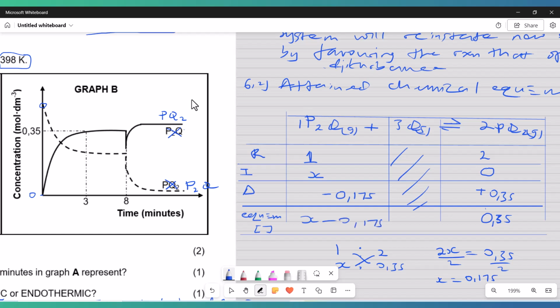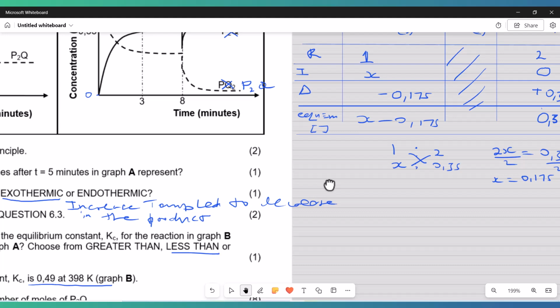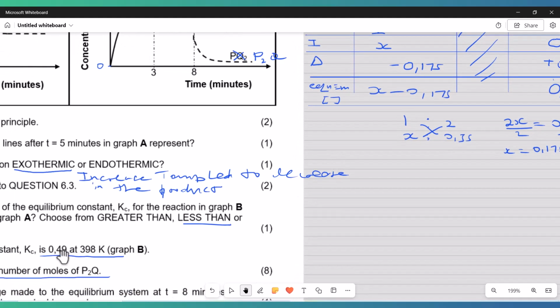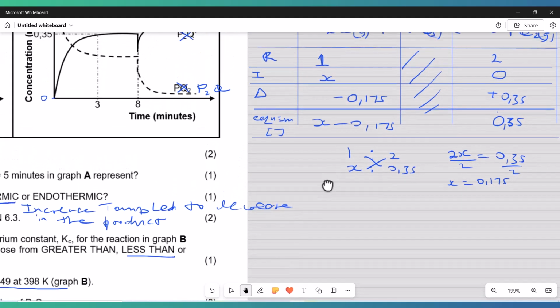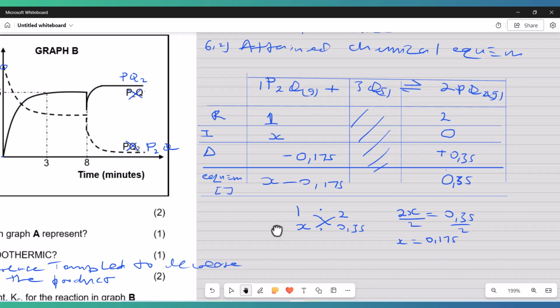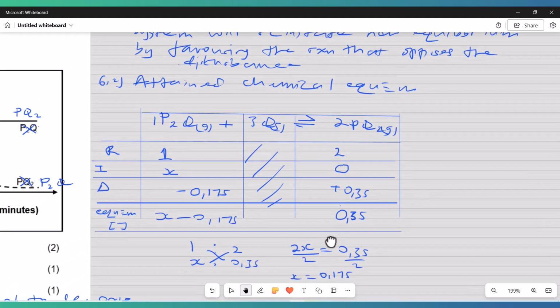0.175. Don't forget, product we add, reactant we subtract. Initially it was x. Now this is the change here. This is what we have at equilibrium. So they gave us the Kc. We're going to the Kc expression now. The Kc is 0.49 here. Hope you can see that, guys. So we're going to say our Kc equals to what? What's our Kc expression going to be?